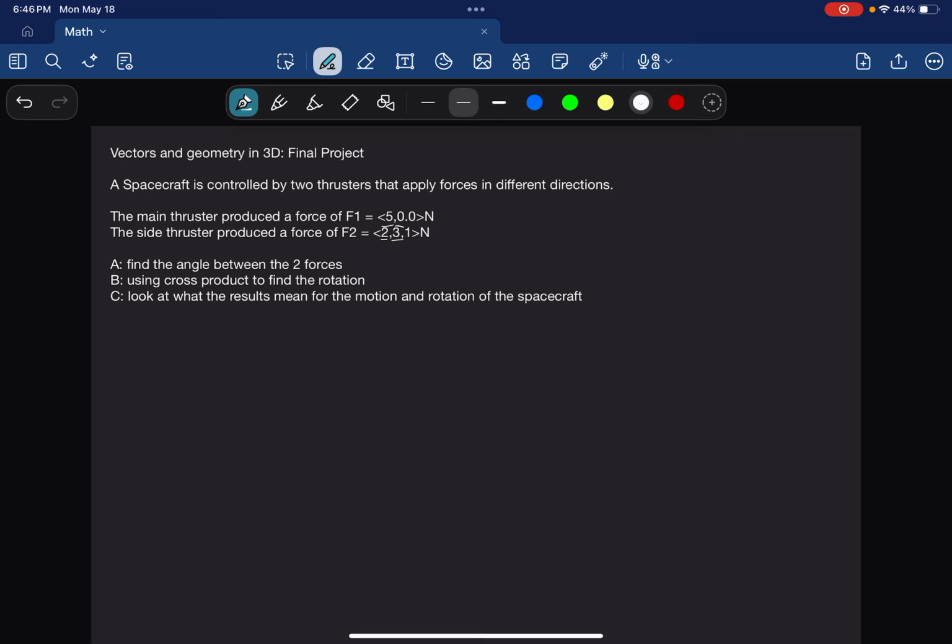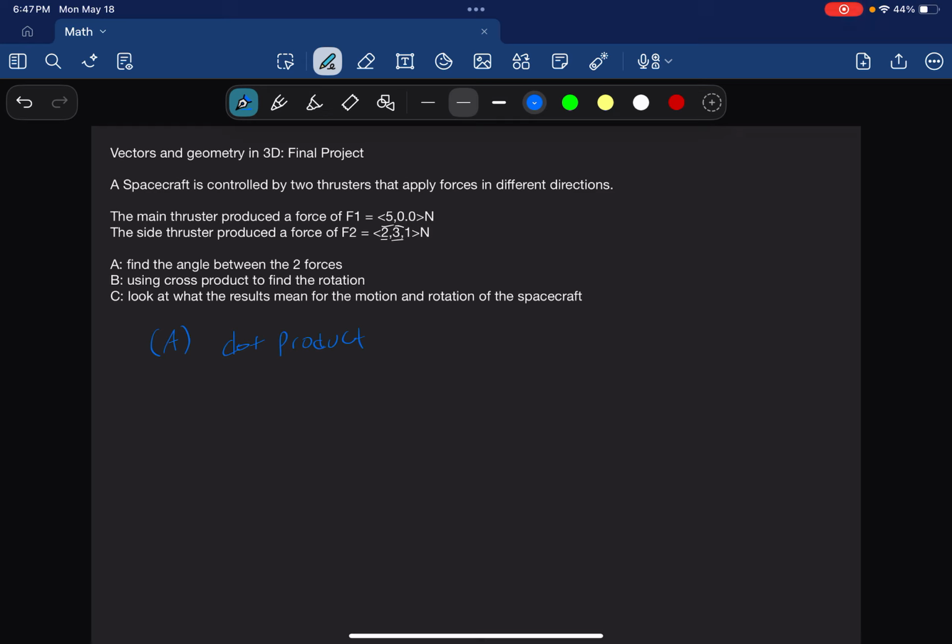For A, we will be finding the angle between the two forces, and then we'll find the cross product, or we'll find the rotation by using the cross product. And after that, we could look at everything and see what it all means. So starting off with A, we'd be using the dot product.